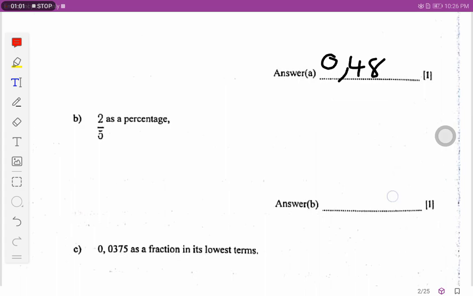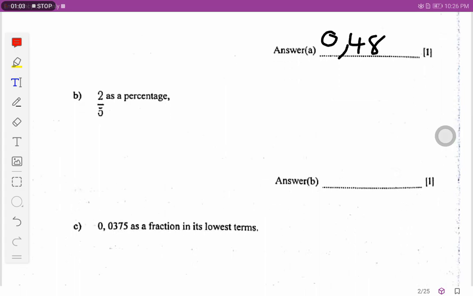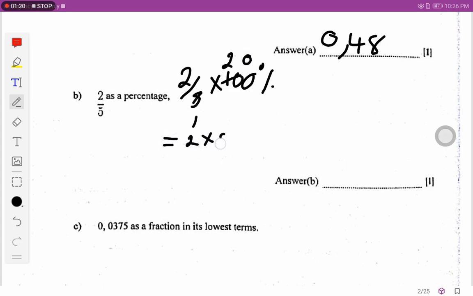Okay. Then 2 over 5 as a percentage. So you simply say 2 over 5 times 100%. So 5 into 10, that's a 2, 0. So we have 2 times 20 and we get ourselves a 40%. So we have 40% here. Okay. Then we move on.